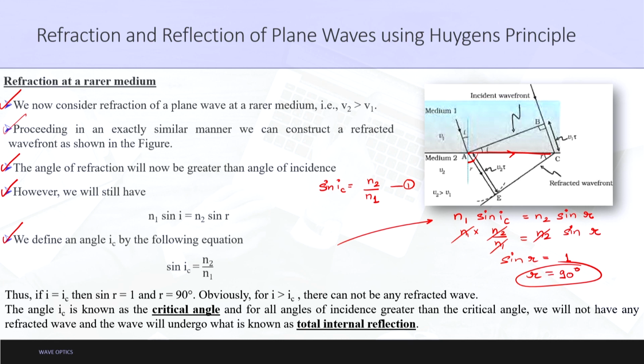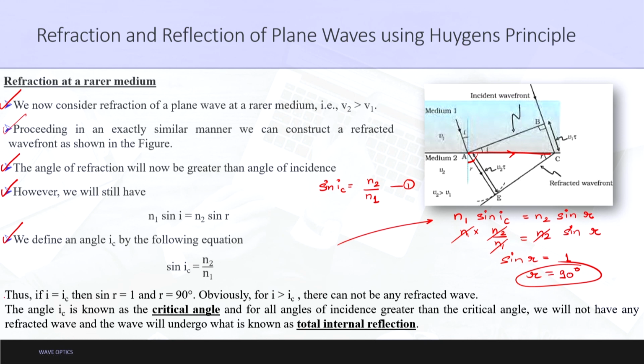The angle IC is known as the critical angle, and for all angles of incidence greater than the critical angle, we will not have any refracted wave. Quite evident, it cannot be refracted because refraction cannot happen in the medium of incidence only. If the refraction is happening in the same medium, then it is not known as refraction, it is known as reflection, and the wave will undergo what is known as total internal reflection. This is how total internal reflection is also understood using the wave propagation theory of light.